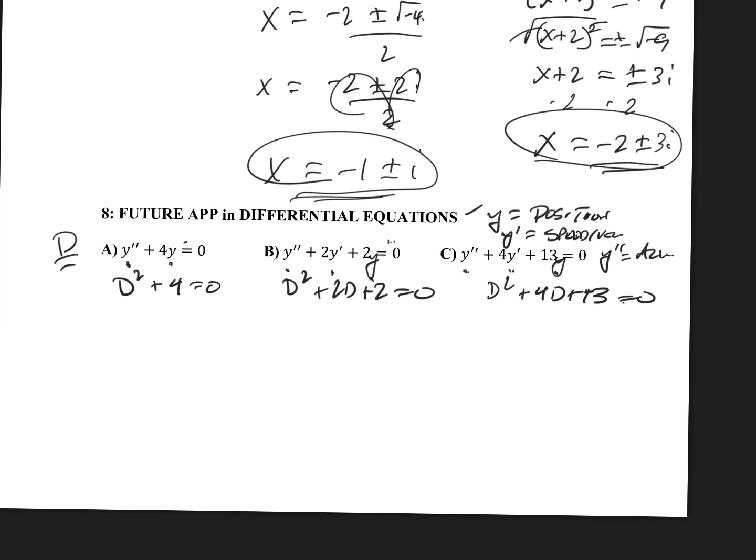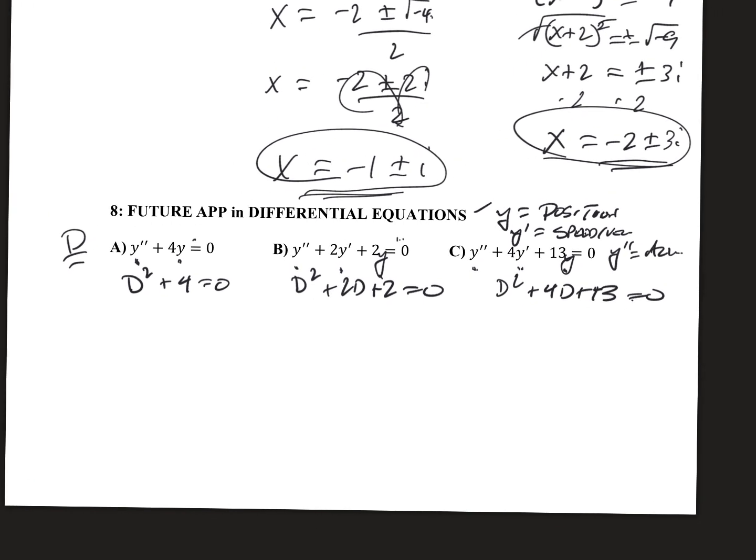And so it turns out that when I solve these, we already know the solution, right? In this case, D is plus or minus 2i. Here we got D is -1 plus or minus i. And here D is -2 plus or minus 3i. All right, and like I said, there's a connection.